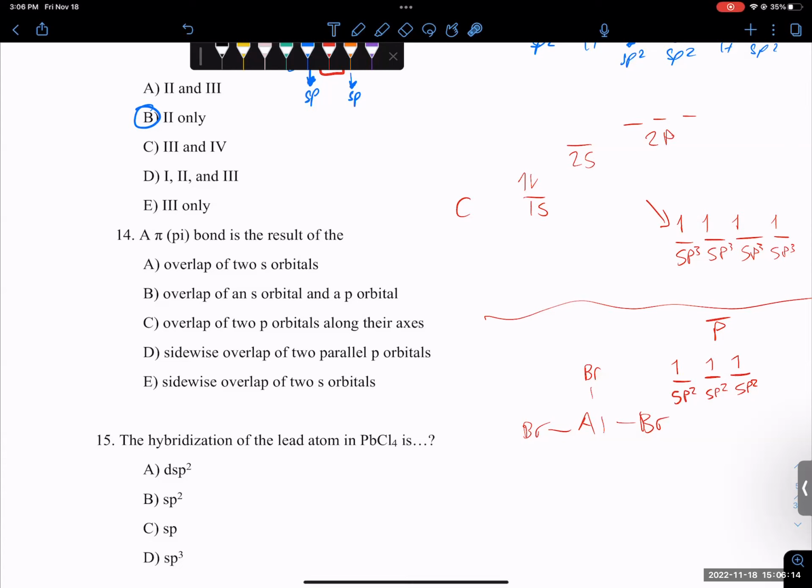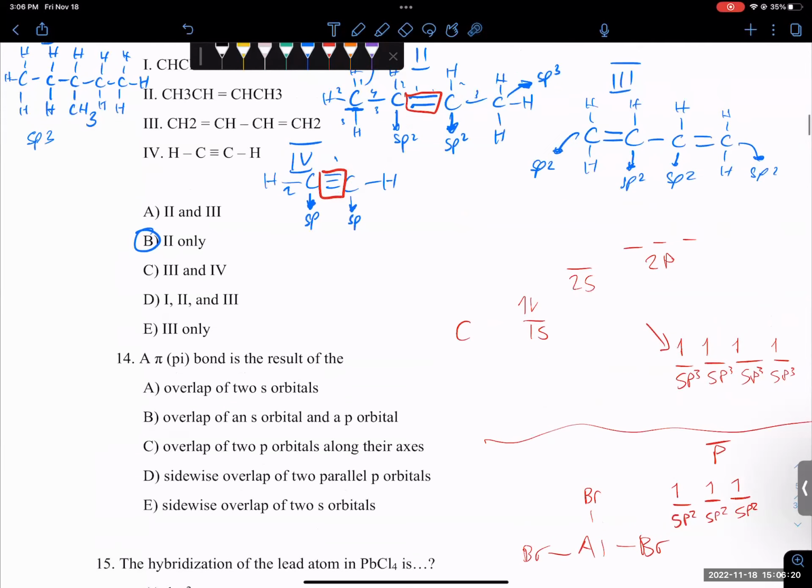But let's look at this one over here, where we had the sp hybridized orbitals. Say you're like, okay, fine, I won't drink the whole thing of vodka by itself. I'll dilute it with just one cup of cranberry juice. So you got a whole liter of vodka and you're putting one cup of cranberry juice in. It's still gonna be pretty strong, right?